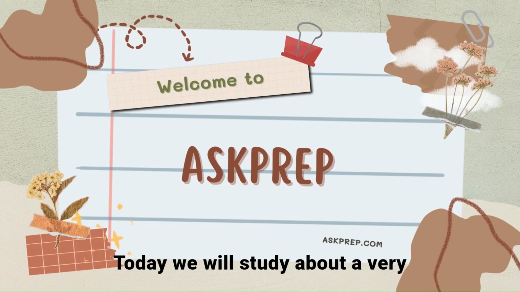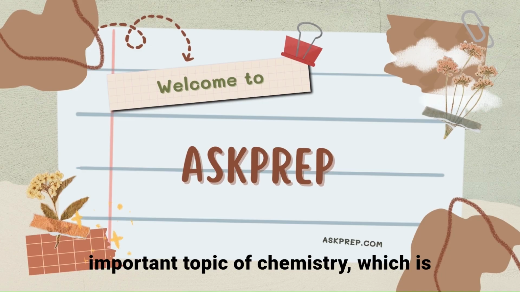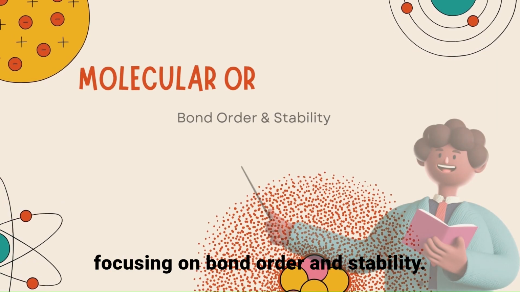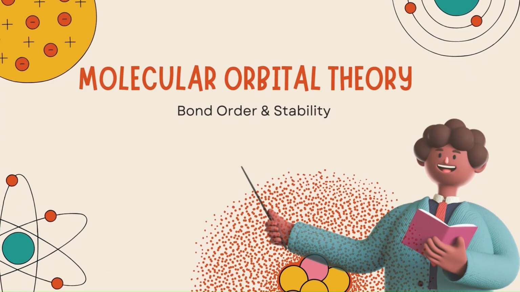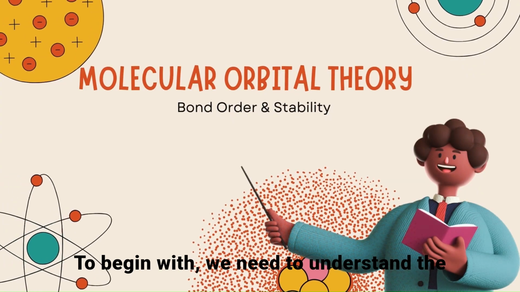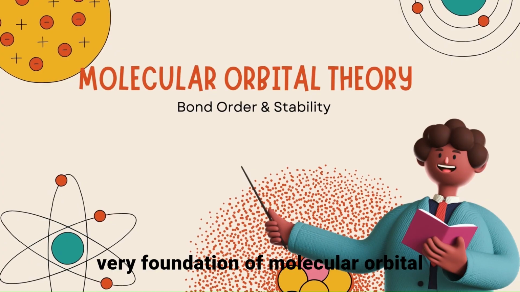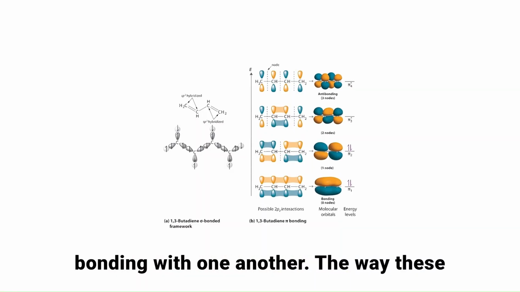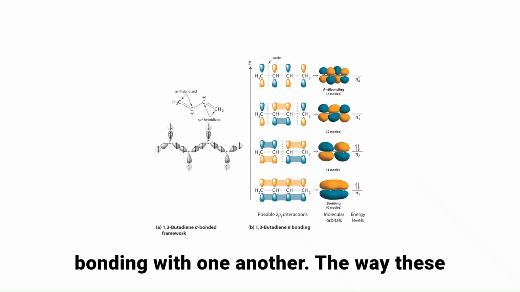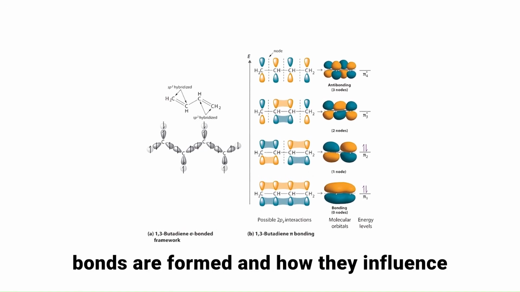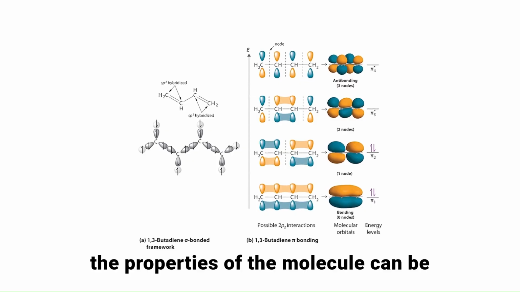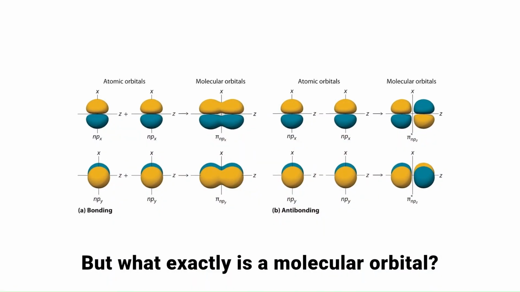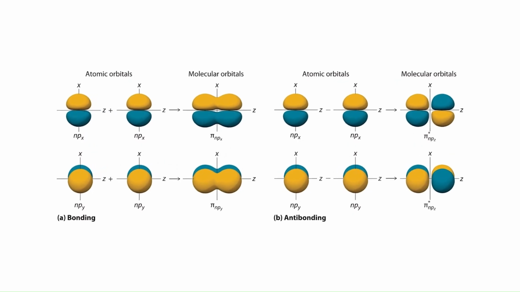Today we will study a very important topic of chemistry, which is molecular orbital theory, specifically focusing on bond order and stability. To begin with, we need to understand the very foundation of molecular orbital theory. Atoms form molecules by bonding with one another. The way these bonds are formed, and how they influence the properties of the molecule, can be explained using molecular orbitals. But what exactly is a molecular orbital?